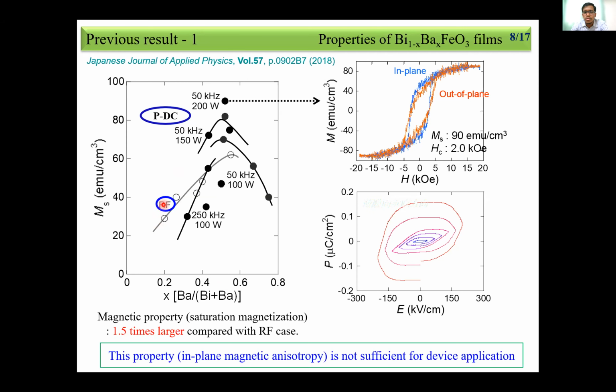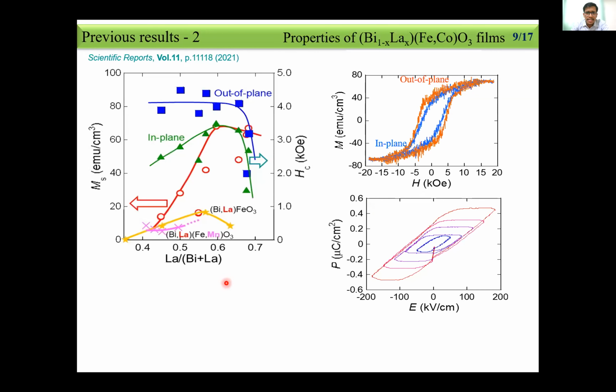But the problem with this material is that it has in-plane magnetic anisotropy. As we know very well, for magnetic device applications, we need perpendicular magnetic anisotropy. So this is the drawback. In the second case, we substituted lanthanum on the A side and cobalt on the B side, but previously we substituted manganese. You can see the magnetization is not so good.